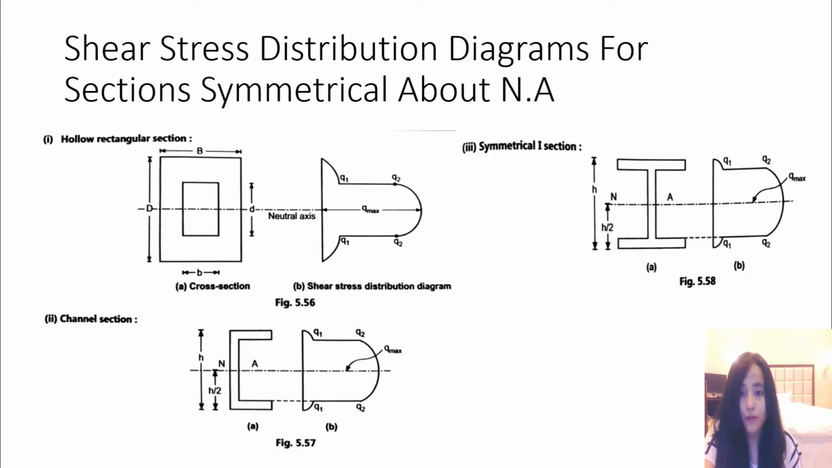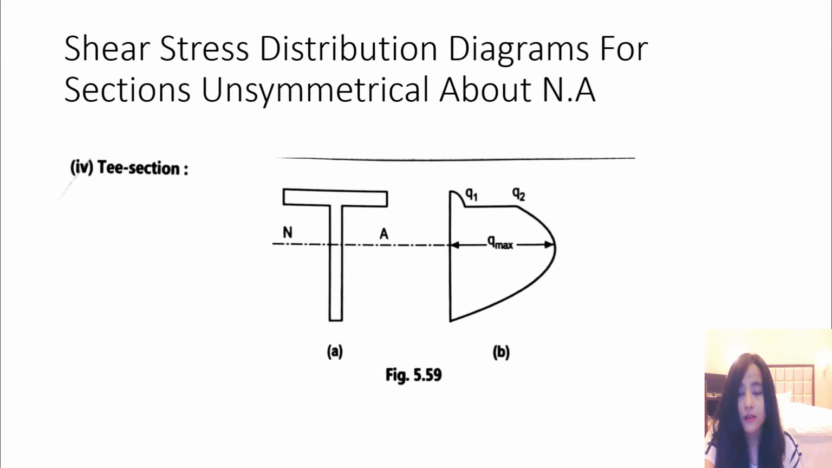So this T section here is now an unsymmetrical section. For this unsymmetrical section, the shear stress distribution diagram will be drawn in this manner. Okay, so as you can clearly see, if there is a flange, you will have a curve like this where you will have Q1 and then Q2, then the maximum, and then since यहाँ पर T के नीचे flange कोई भी नहीं है, so it is coming directly to this point.